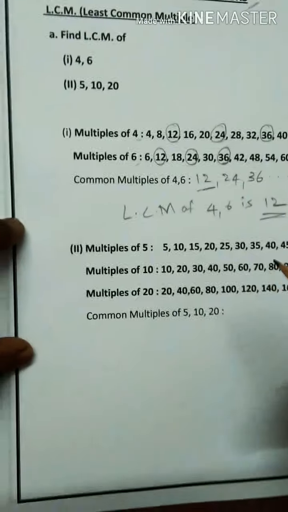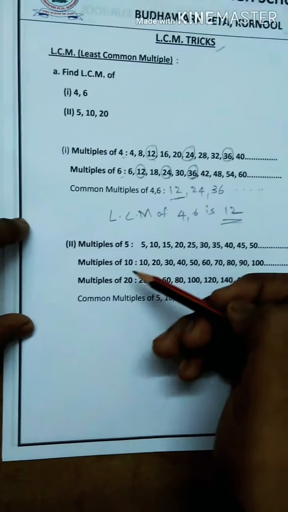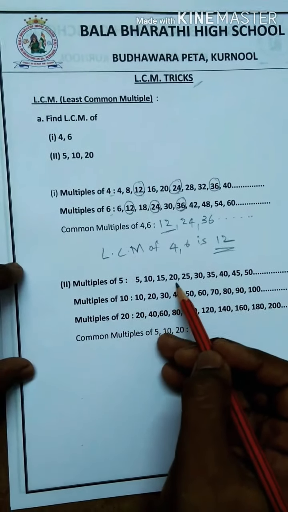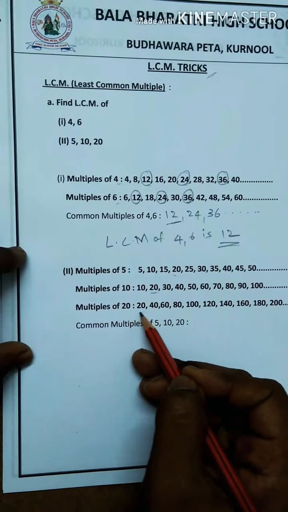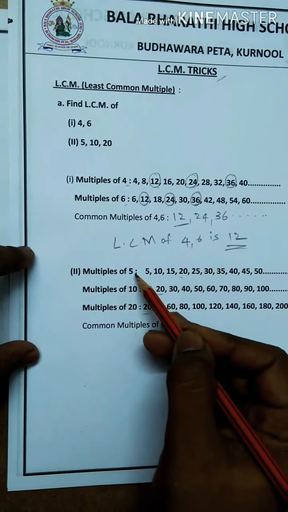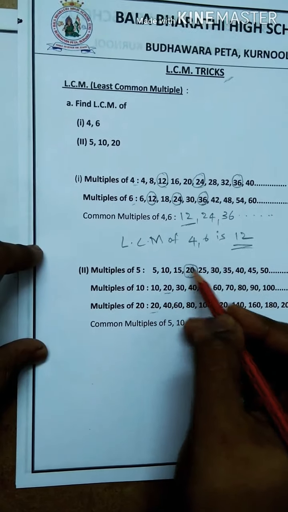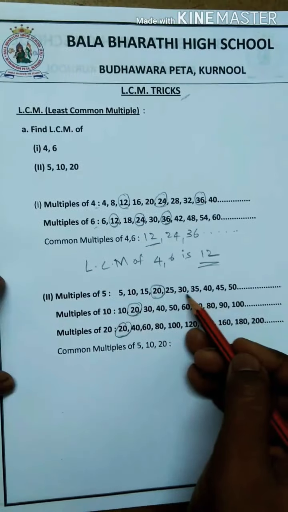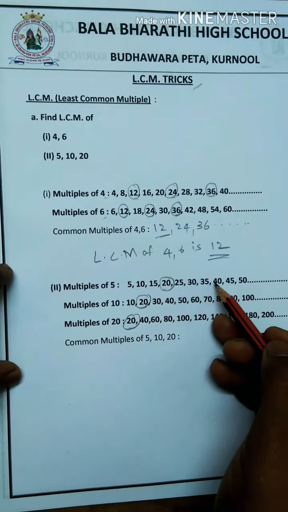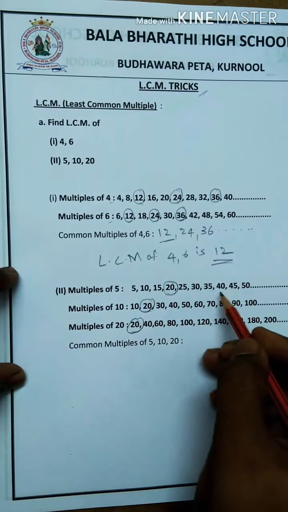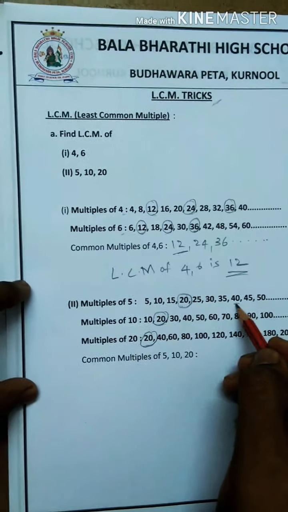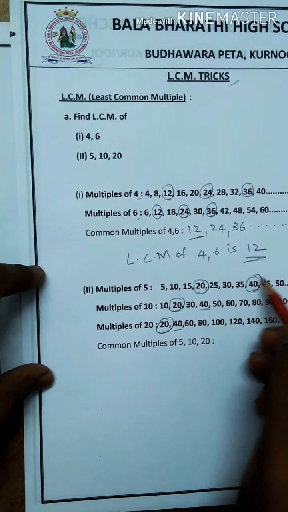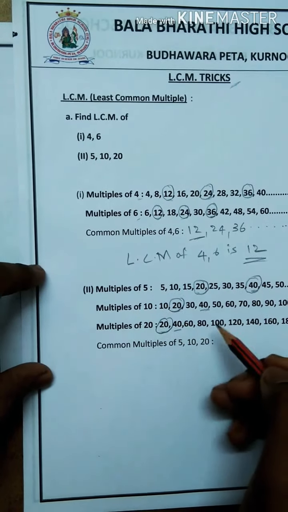Now again we will circle the common multiples in 5, 10 and 20. Observe here. Here we have 20, here also we have 20, here also we have 20. That is, 20 is the common multiple in 5, 10 and 20. Circle it. Next one is 30. Here we have 30, here we don't have 30. 40, here we have 40, here we have, right? So next one is 40. You can see we have 40 here, 40 here, again 40 here. Now circle this 40. Why? Because it is a common multiple in 5, 10 and 20.